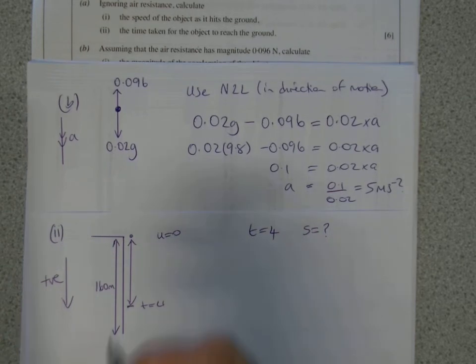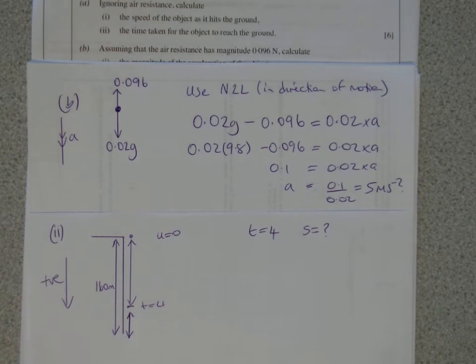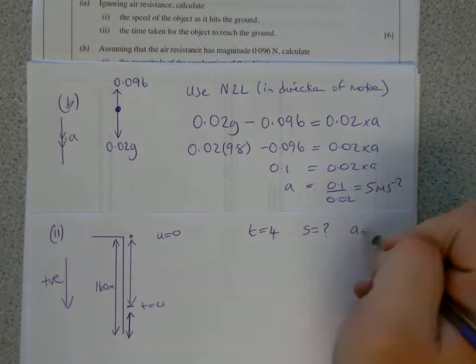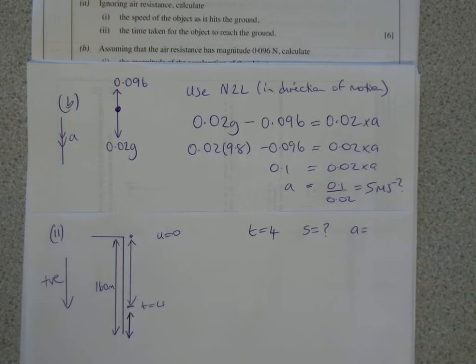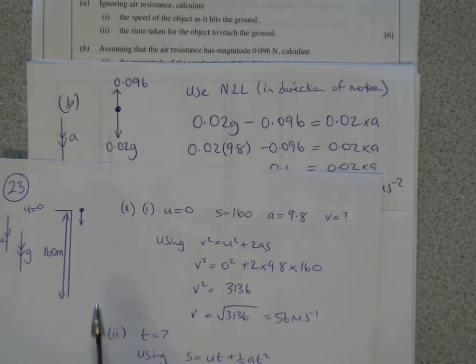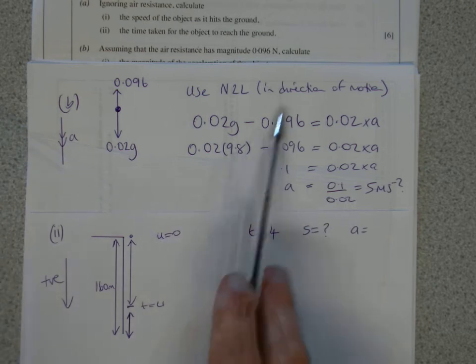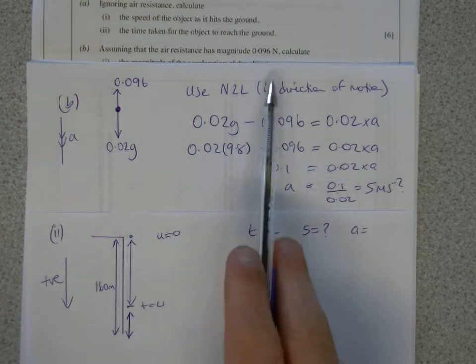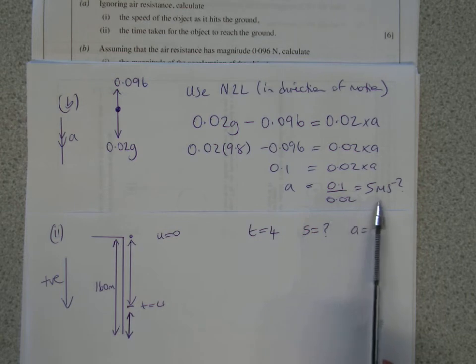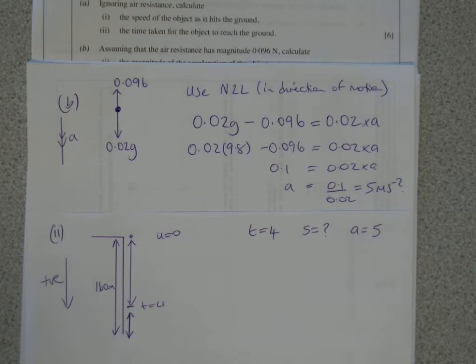But at the end of the day, they're asking for how far off the ground it is when t equals 4. So that's something to think about in a minute. So t equals 4, we want to find out s. Remember, the initial velocity is 0, and this time the acceleration is not going to be as we had in part A. In part A, the acceleration was 9.8 because it was falling freely under gravity. Nothing else was influencing it, so a was just the gravity value. Now there's a resistance. Because there's a resistance, the acceleration won't be so much. The acceleration is actually 5. It's a lot less than 9.8 because of this resistance here.